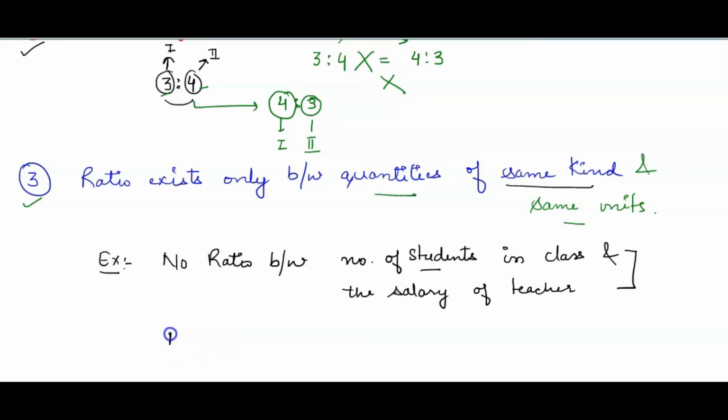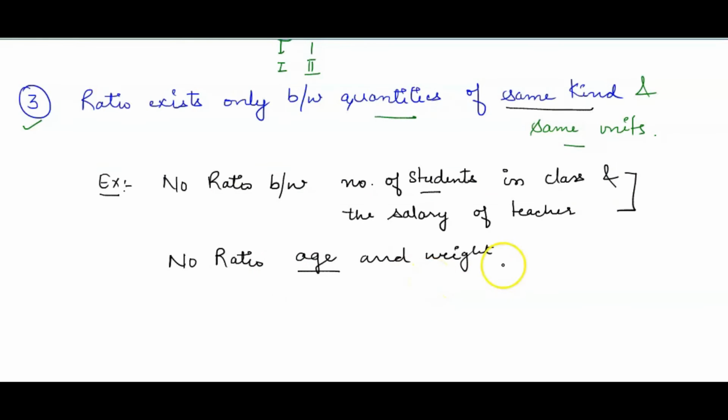Or you can say that no ratio exists between someone's age and weight, because age is in years and weight is in kgs, so we cannot find the ratio between these two. These are the examples of quantities that are not of the same kind.